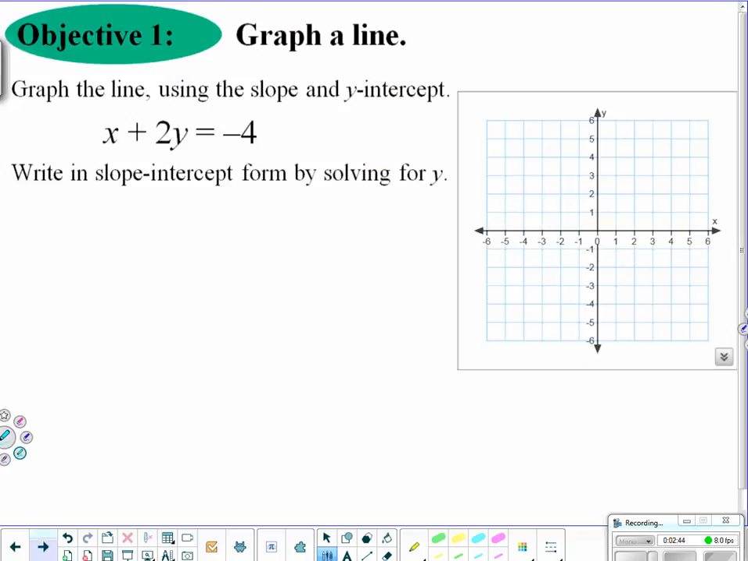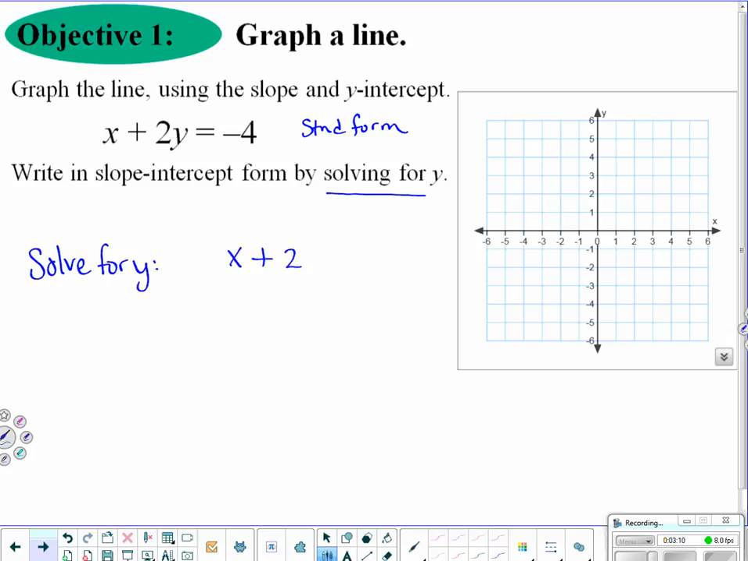Okay, so let's walk through graphing a line. Graph a line using the slope and the y-intercept. Well, the first thing I notice is that this equation is in standard form, and they're asking for the slope and y-intercept. So let's solve this for y. Okay, so I'm just going to write solve for y, and start with my equation x plus 2y equals -4.